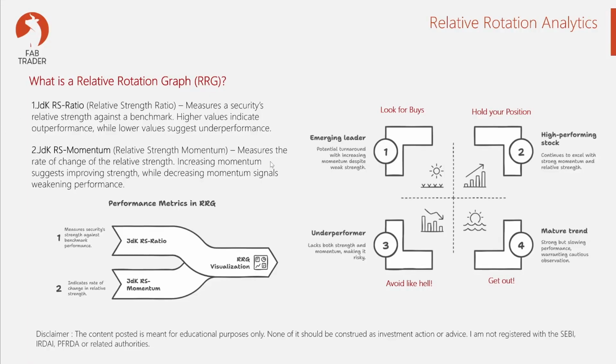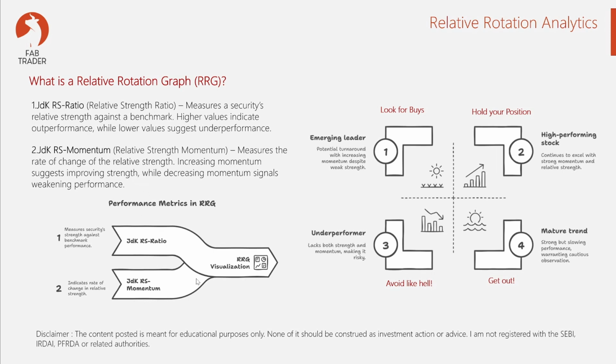The RRG is very simple. At the same time, it's very beautiful and powerful as well. It basically has 2 indicators, right? The one is called the JDK-RS ratio, which is nothing but your relative strength ratio. And JDK is nothing but the person who invented it. I think it was Julius de Kempenaer, so it's named after him. And then the second indicator is the JDK-RS momentum.